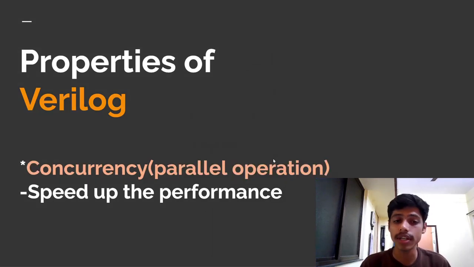Next, concurrency, parallel operation. The statements, or we can say the circuits which are implemented in Verilog, execute parallelly. So it makes the language and hardware, or the software-implemented hardware, speed up its performance. So concurrency is the second property of Verilog.